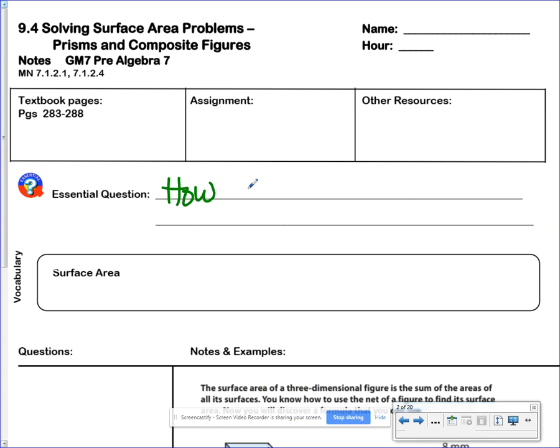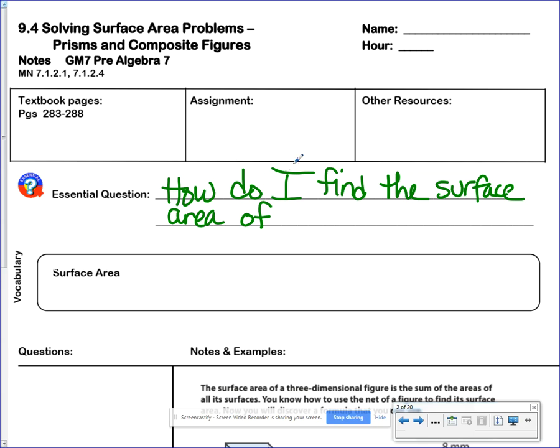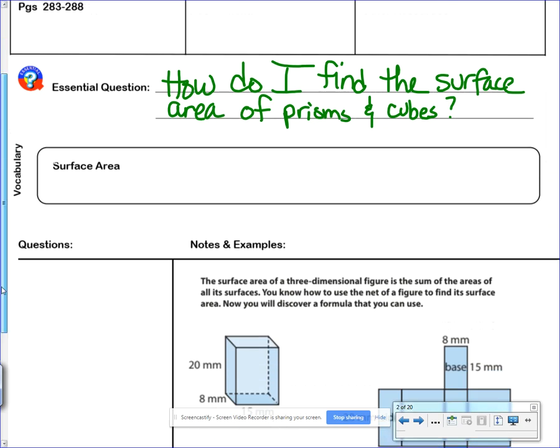So this is 9.4. How do I find the surface area of prisms, and I'll throw in there cubes, even though technically a cube is a type of prism. It happens to be a square prism. But we'll get there and we'll get all of this accomplished, okay?